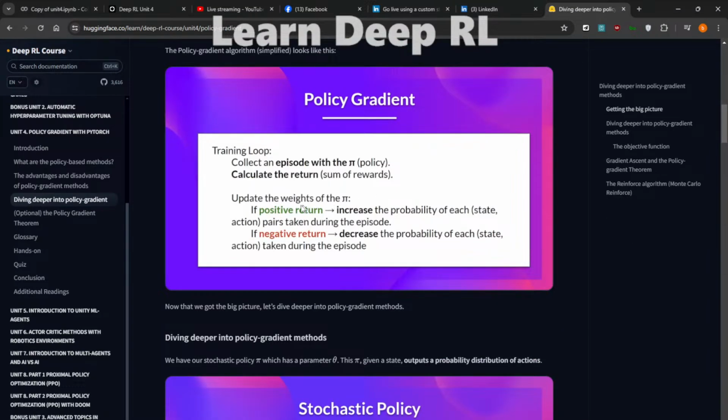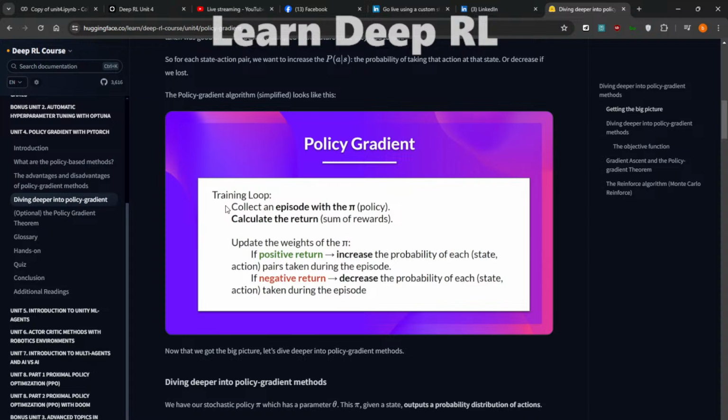Right here. It's at the top. So this is the pseudocode, very simply put. For each episode, you'll collect an episode with the policy pi, calculate the return, which is the sum of the rewards, and update the weights of the policy. If it's a positive return, we're going to increase the probability of each state action pair taken during the episode. If negative return, we're going to decrease the probability of each.